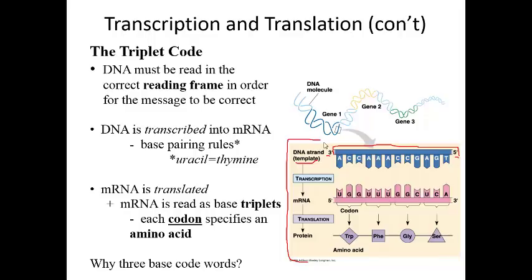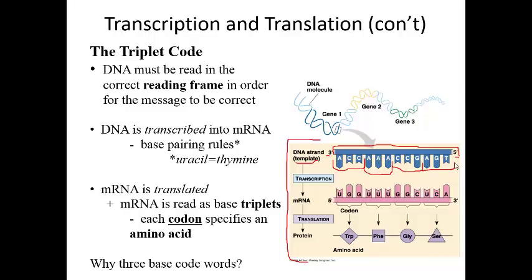DNA is read in a series of triplets. It's read in a series of 3 bases. So you have 1 triplet there, you have 1 triplet here, you have 1 triplet here, you have 1 triplet here. The triplet being read is called the reading frame.